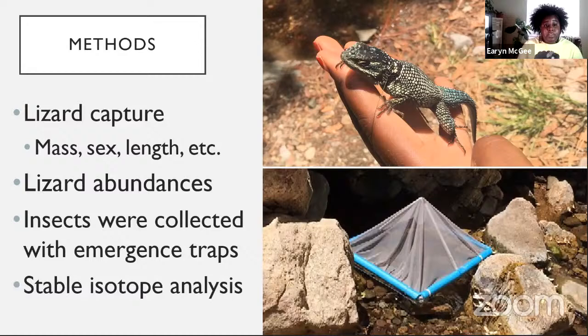Insects were collected with emergence traps and beating sheets. And then finally, for stable isotope analysis, we took toe clippings from the lizard for permanent marking and the stable isotopes. So essentially, stable isotopes are elements within tissues that allow you to make connections of what it is that animals are eating, based on the amount of those elements within the tissue.